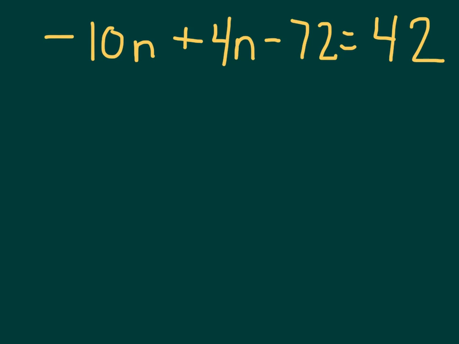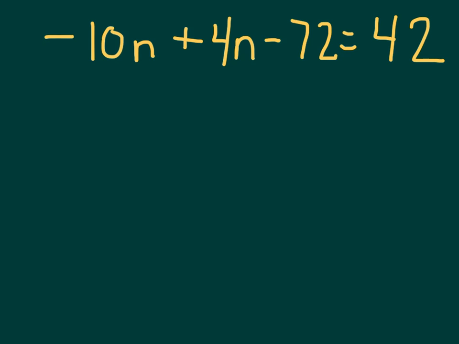Let's begin. Let's take a look at this equation. On the left side of the equal sign, you'll see that it reads negative 10n plus 4n minus 72. That itself is an expression. Well, that expression is equivalent or equal to 42. What I'm going to do now are a few steps in order to find or solve for n. N being the variable represents a number.